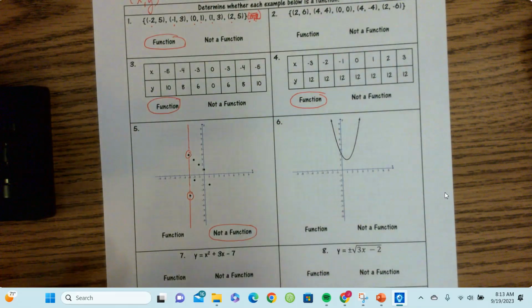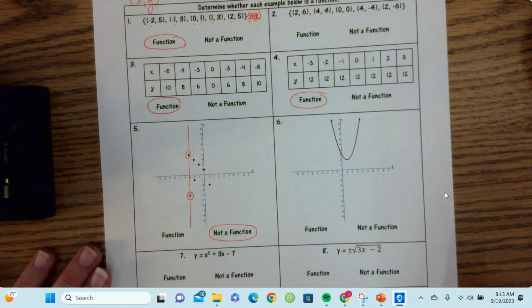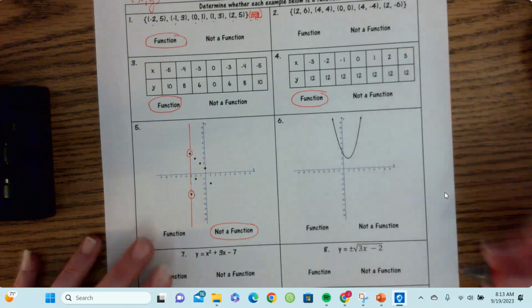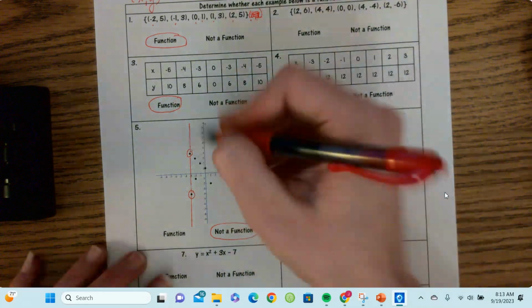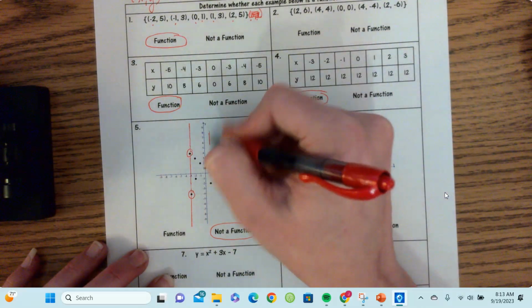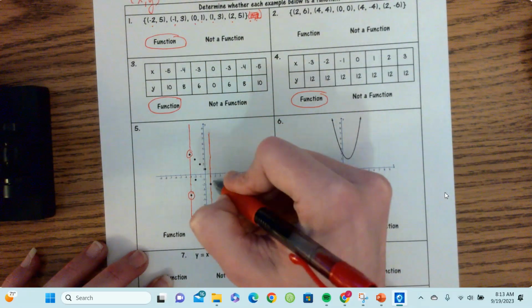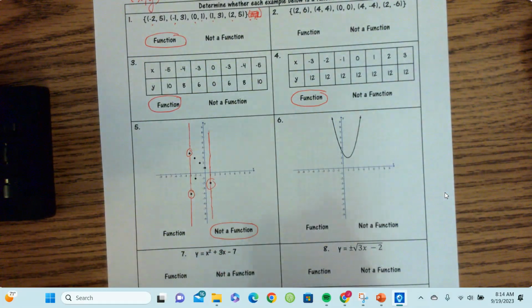And you've got to be able to move that line. Okay, you've got to be able to put that vertical line anywhere on the graph. Because you could say, well, if I draw the vertical line here, it only goes through 1 dot. Doesn't matter. I've got to be able to do it anywhere on that graph.